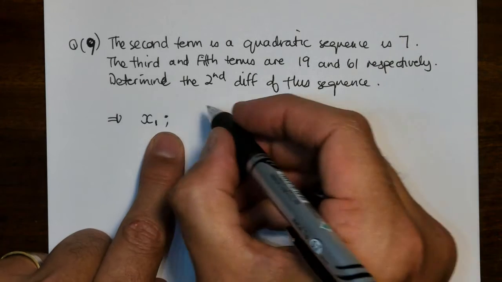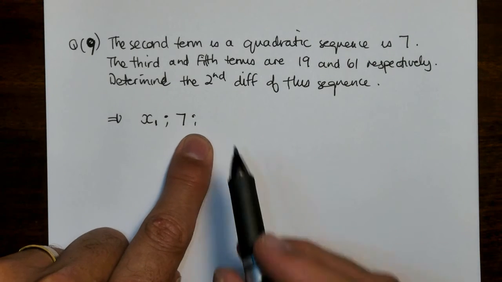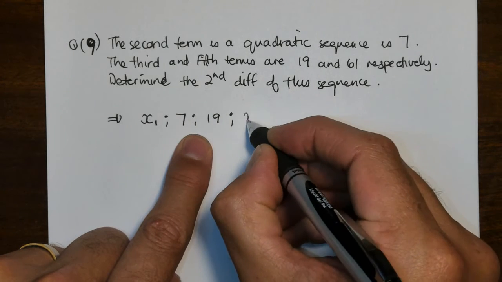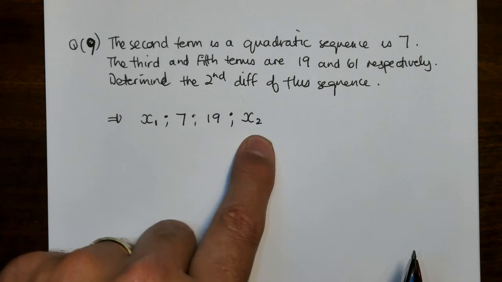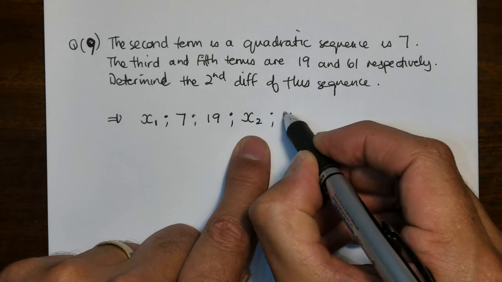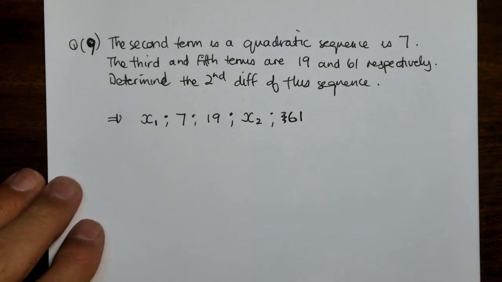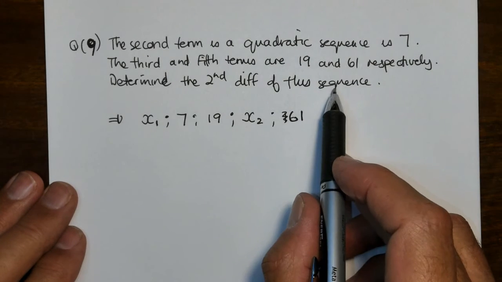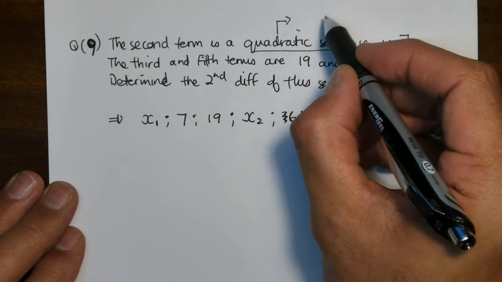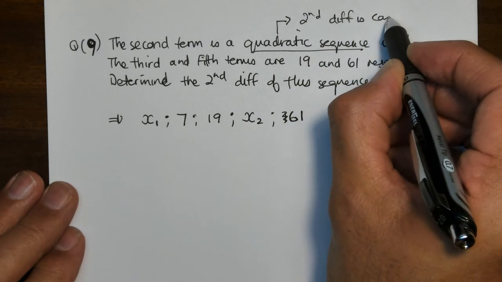Then the second term they say is 7, okay, the third and the fifth, the third is 19, so we don't have the fourth term, so I'm just going to call it x2, and then the last term that they give us is not 16 but 61. Now they ask us to determine the second difference. Now they told us it's a quadratic sequence, so what do we know? We know the second difference is constant.